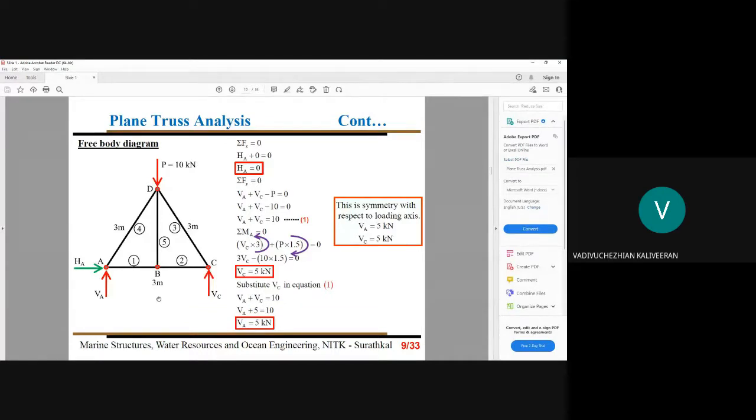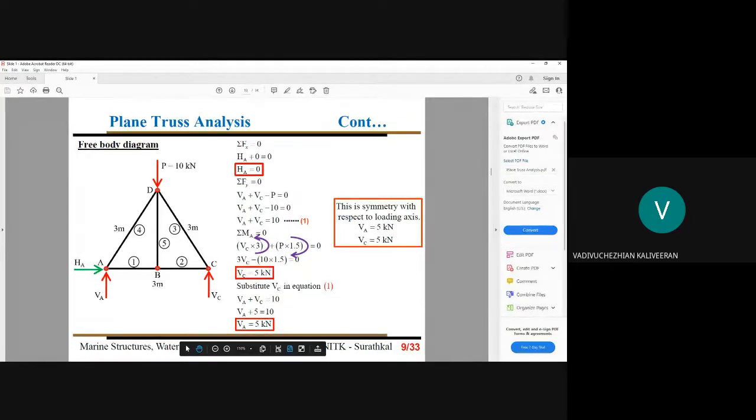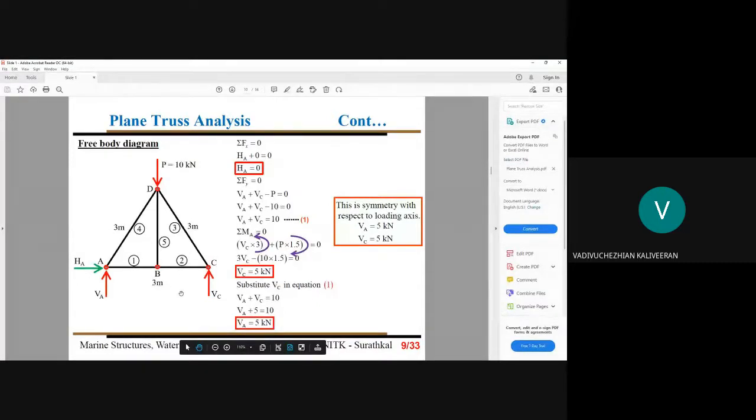Three constraints should be followed. First, your structure should be symmetric. When I see this truss, it is symmetric with respect to this vertical plane, so geometrically it should satisfy symmetry. Second, from the loading point of view, it should be symmetric. When I cut this portion with respect to this plane, I get 5 kilonewton on this side, and similarly on the right-hand side I will get 5 kilonewton. You have to remember.